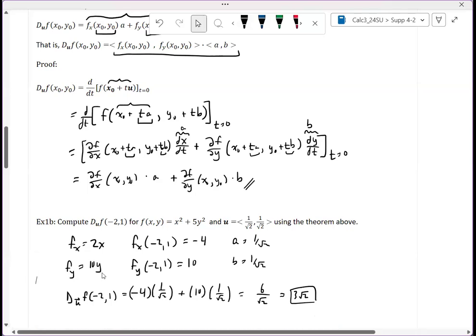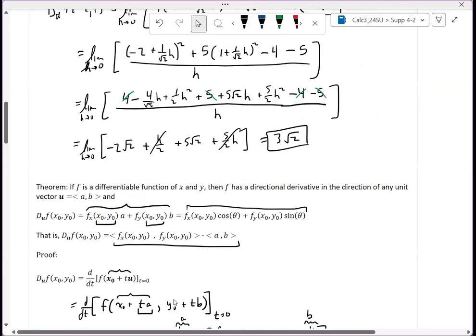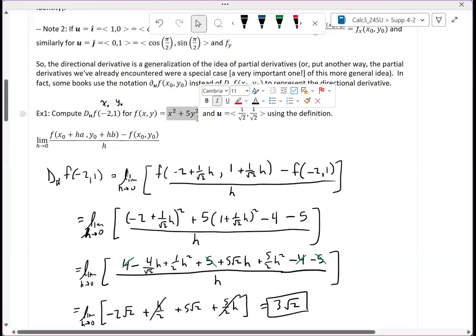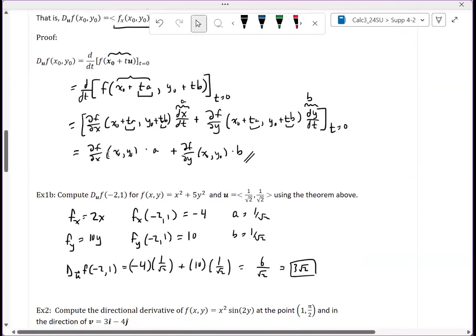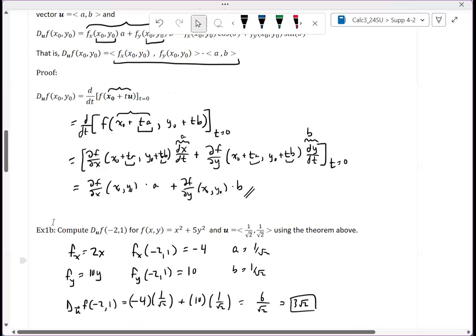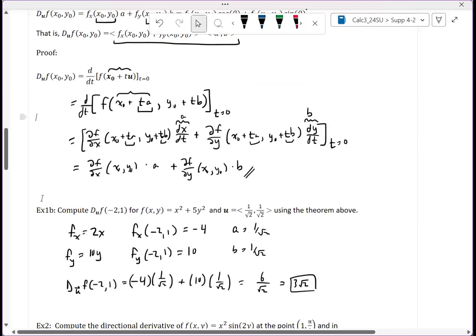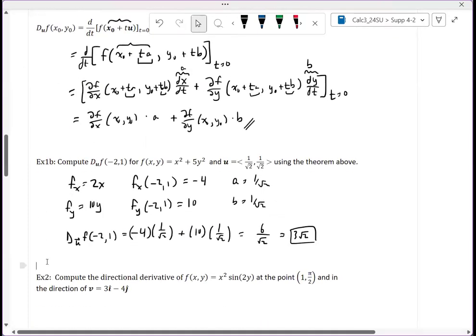And I think we would agree that this was easier than using the definition even for a simple function, and certainly for a more complicated function. This would definitely be the way to go. So practically speaking, when we compute directional derivatives, we use this approach and certainly not the definition. Okay.